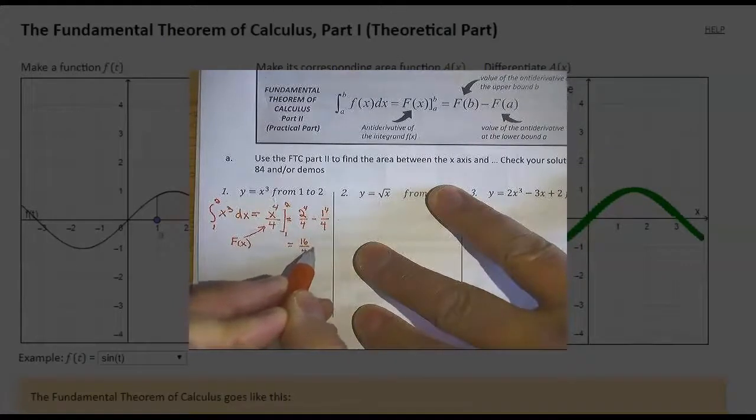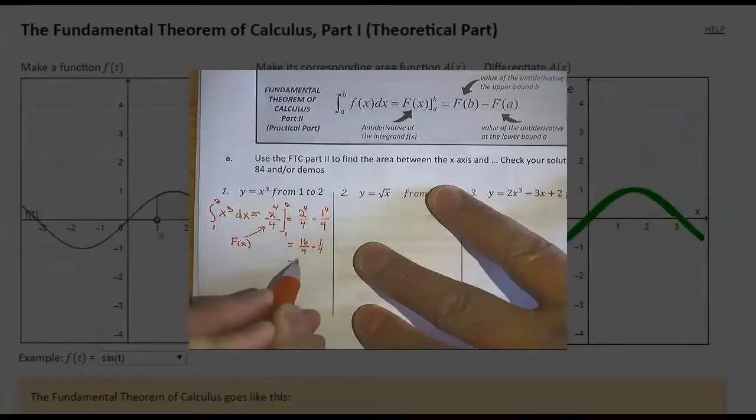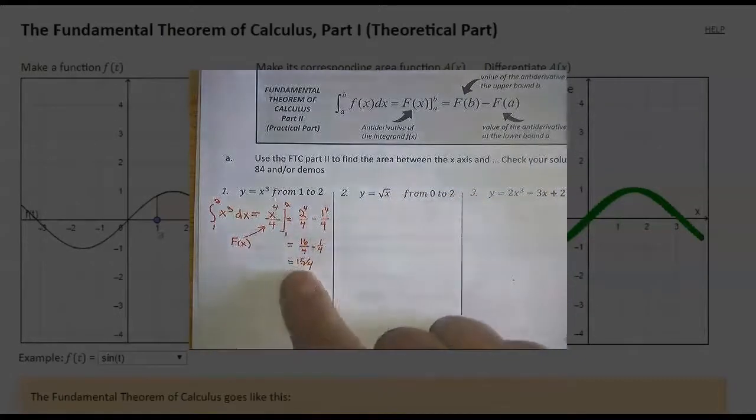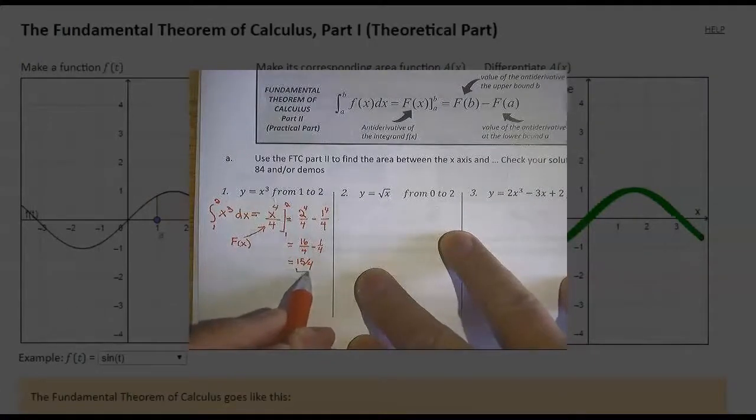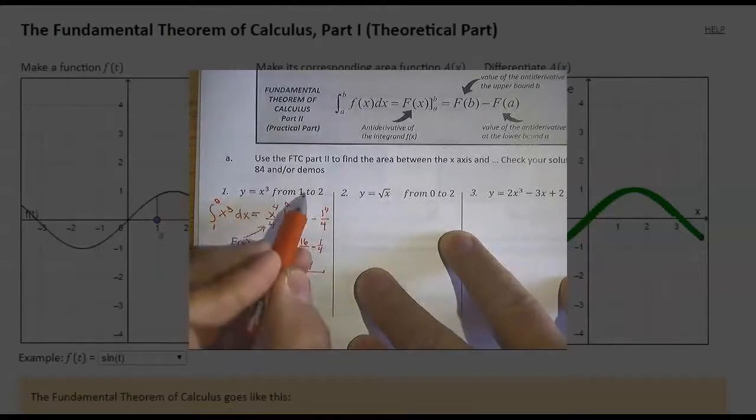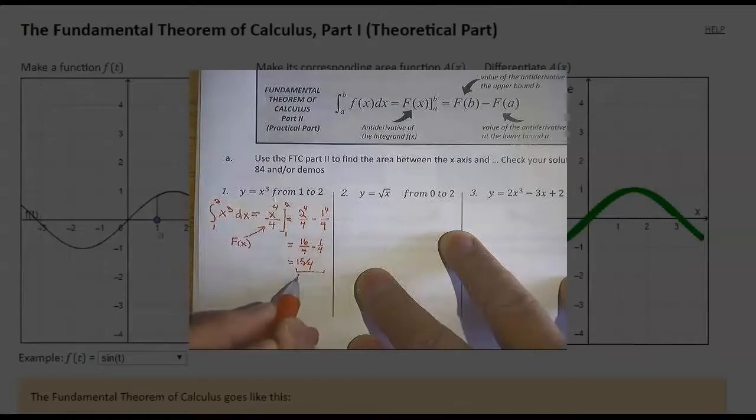Okay, over 4 minus 1/4. So that's equal to 15/4. And that's your integral. This is equal to the area under this curve between 1 and 2. This is the area under the curve.